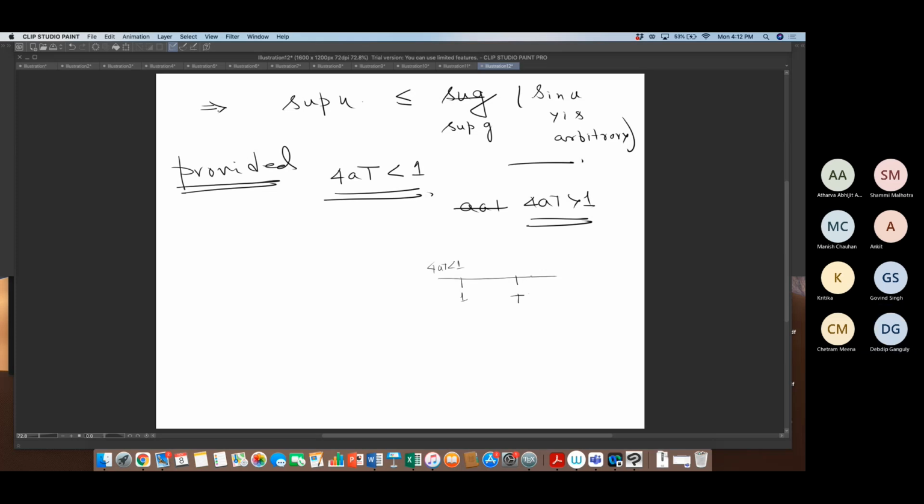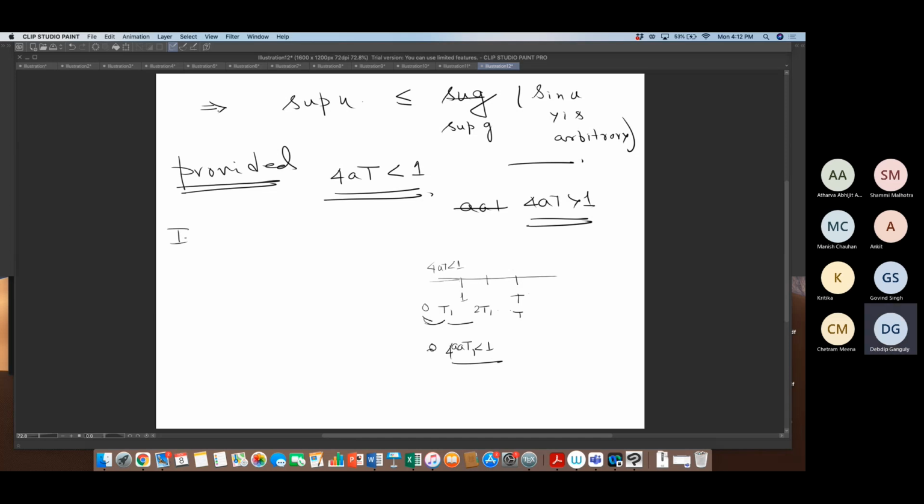But if T is very large, what will you do? You will just subdivide the interval. So you subdivide 0 to T1, T1 to 2T1, and so on, up to T, so that each interval is of length T1. That means the interval 0 to T1, where 4a T1 is less than 1. Again T1 to 2T1, where 4a T1 is less than 1.